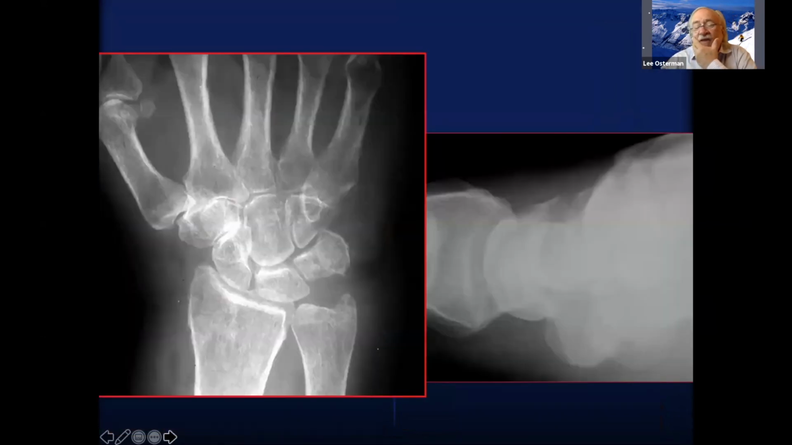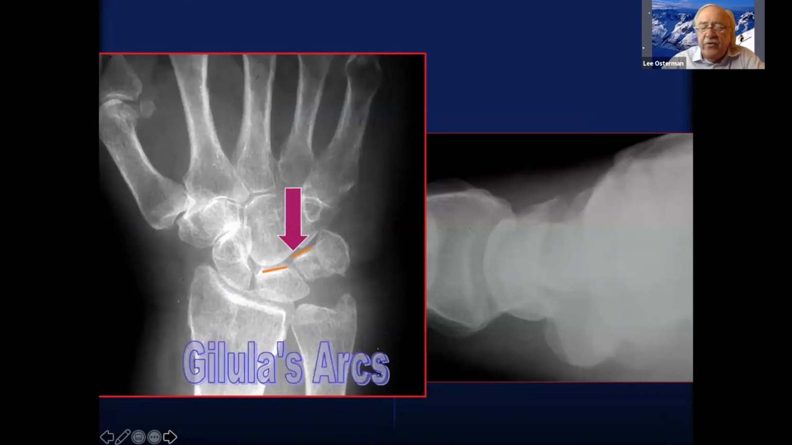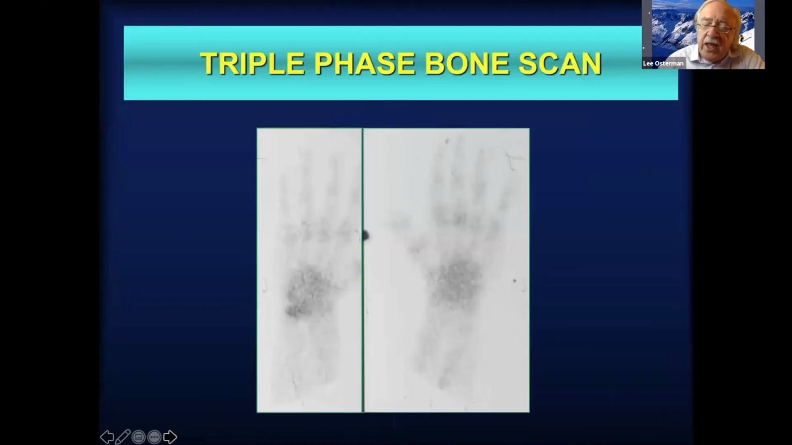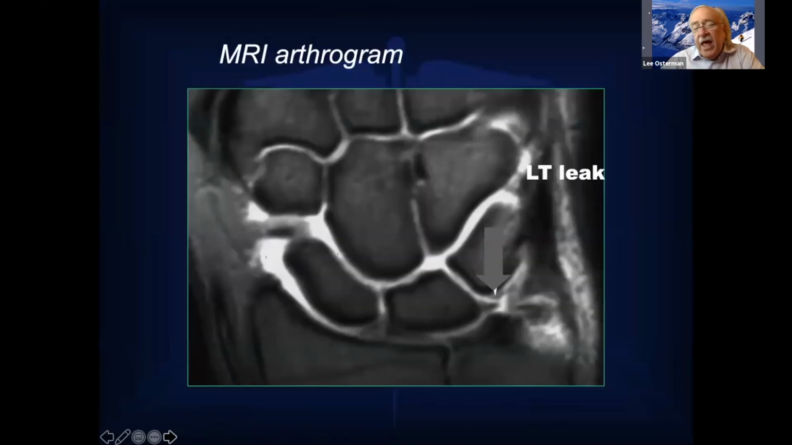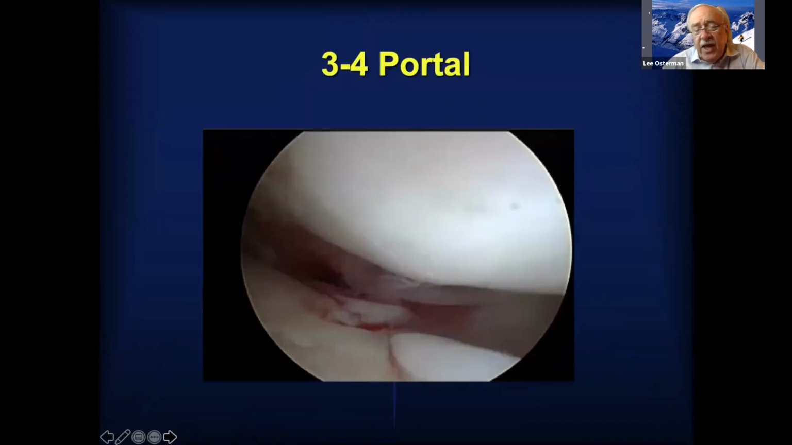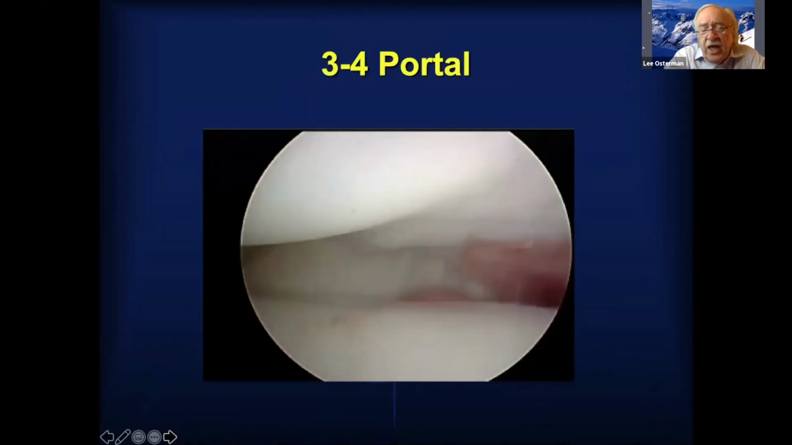If we look at his X-ray here, we see disruption in Gilula's arcs, which again are not quite 100%, but do give you that inkling, on a traction view, that there may be some instability. He had a bone scan done elsewhere, which was mildly positive. He had an MRI arthrogram, which showed an LT leak. And here we are looking at this wrist.